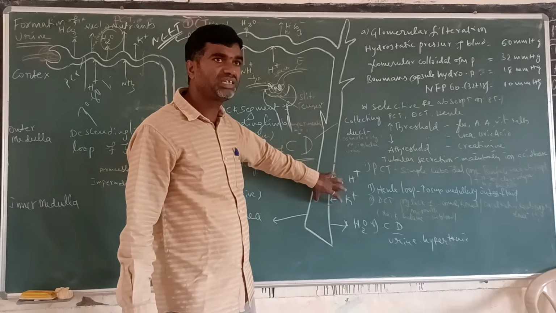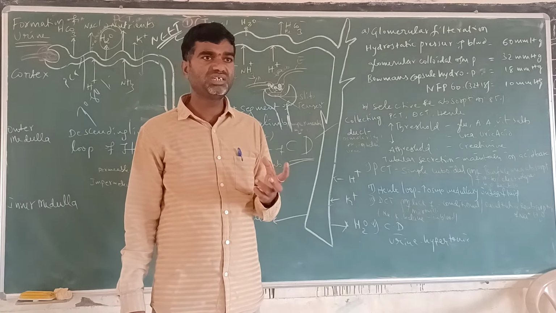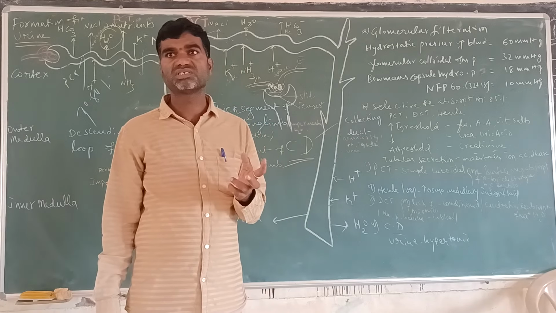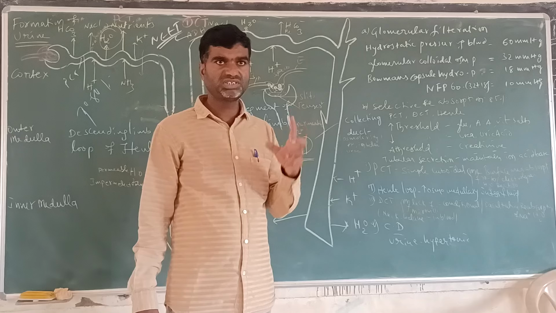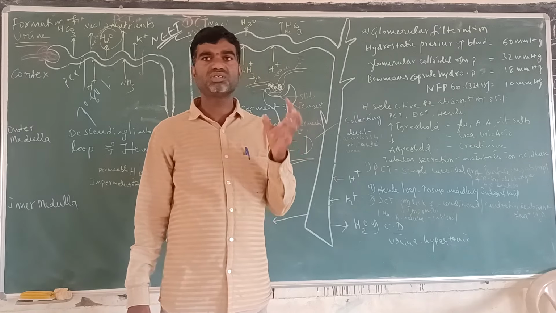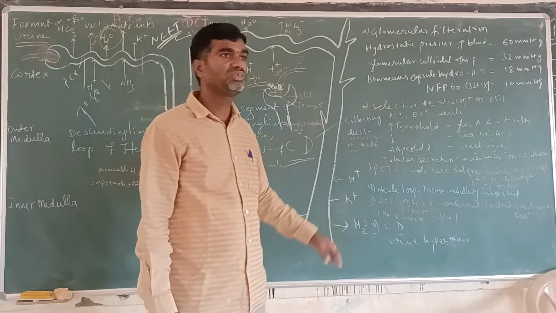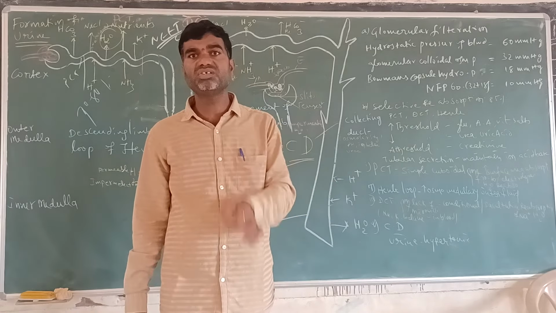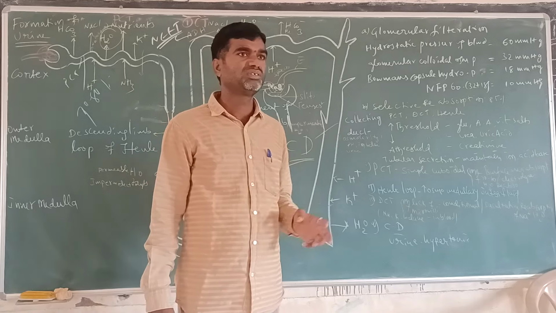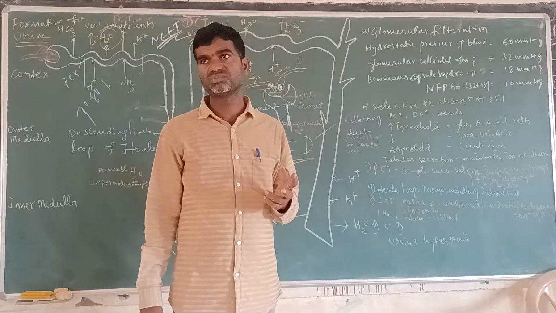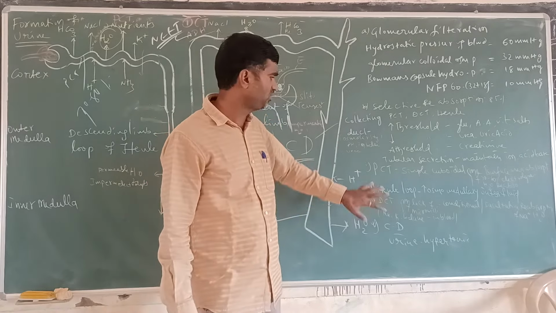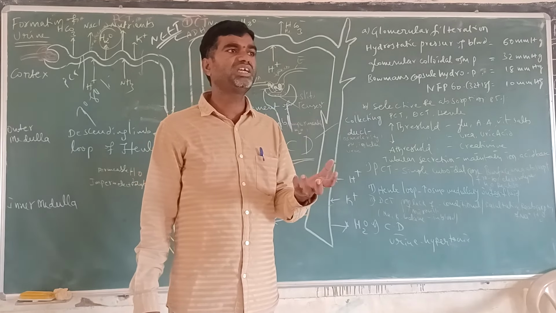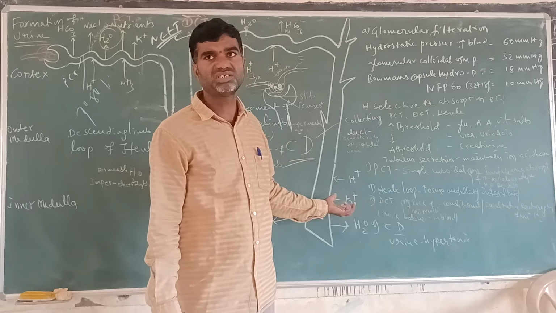Now through the collecting duct it is reaching the renal pelvis. Already we studied kidney structure. So from the pelvis it reaches the ureter, then the urinary bladder, then the urethra, and through the urethra the urine passes outside. So this is called concentrated urine. Pressure is high, that's why it is called hypertonic solution here.